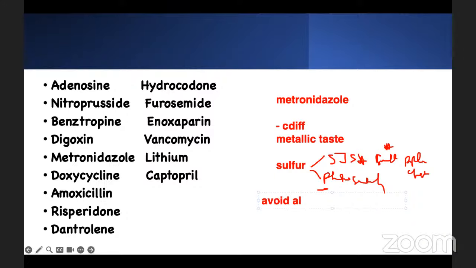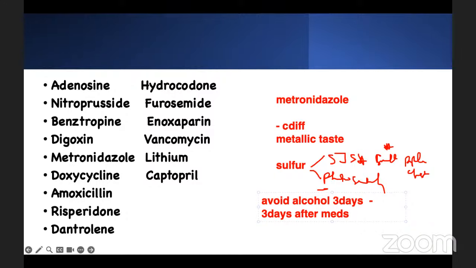Avoid alcohol 3 days before you start this, and at least 3 days after the medication, because alcohol and metronidazole are enemies. They're going to hate you. They form aldehyde, and it can kill them. So you got to tell them, hey, you can't do that.